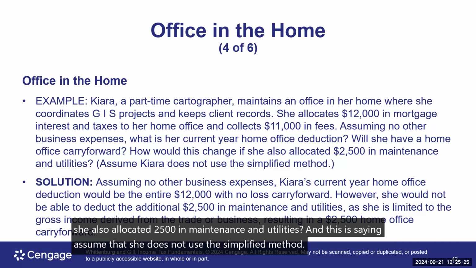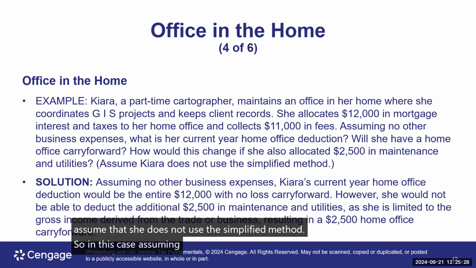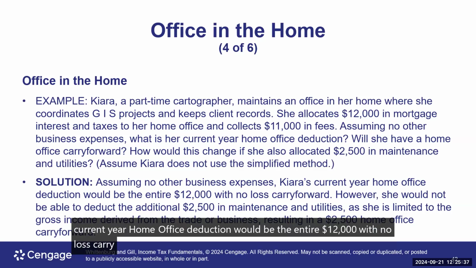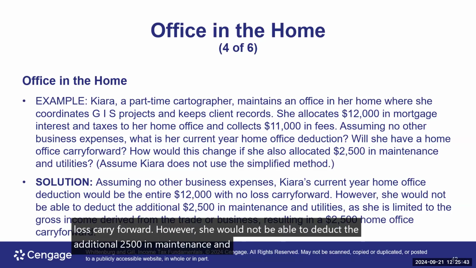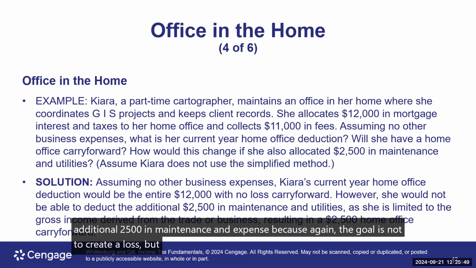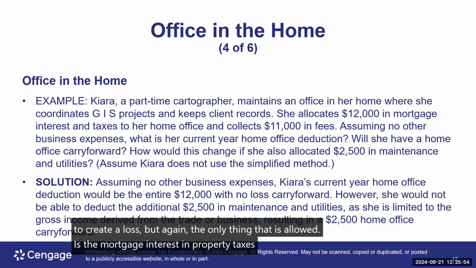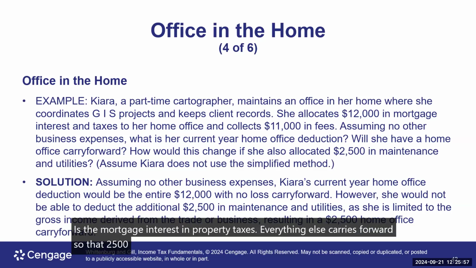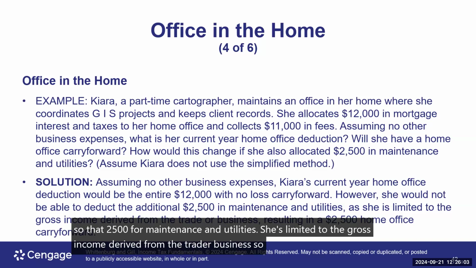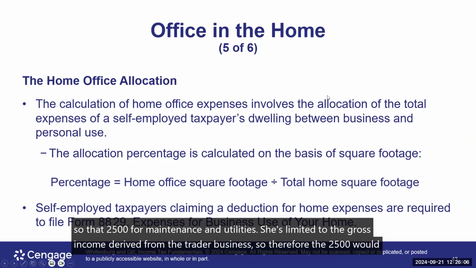So in this case, assuming there's no other business expenses, Kiara's current year home office deduction would be the entire $12,000 with no loss carried forward. However, she would not be able to deduct the additional $2,500 in maintenance and utilities because, again, the goal is not to create a loss. The only thing that is allowed is the mortgage interest and property taxes. Everything else carries forward. So for that $2,500 for maintenance and utilities, she's limited to the gross income derived from the trade or business. Therefore, the $2,500 would be carried forward.